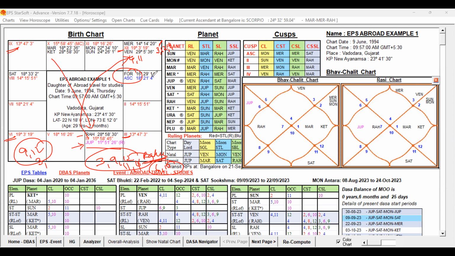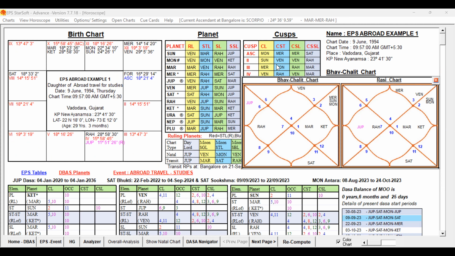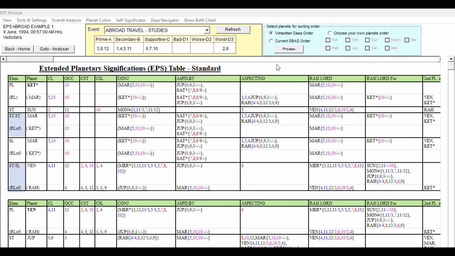So now let us study the self-significations. I have already selected the event, abroad travel studies. Now we are on the EPS page, the event page, and I have selected the event abroad travel studies.